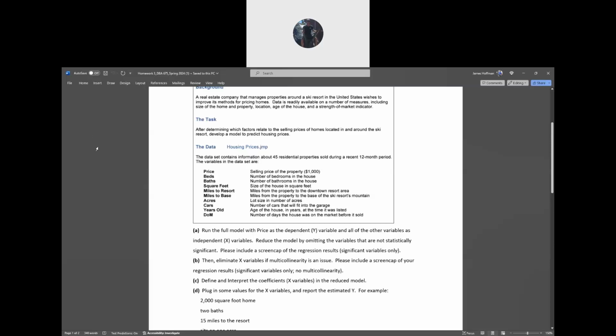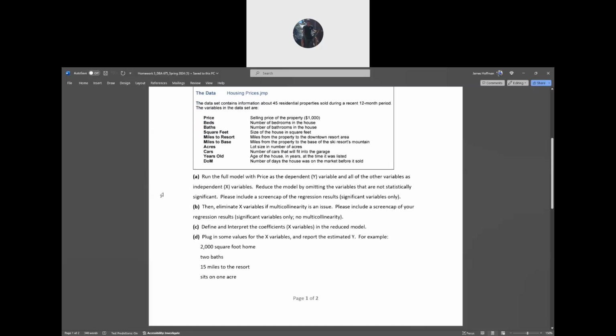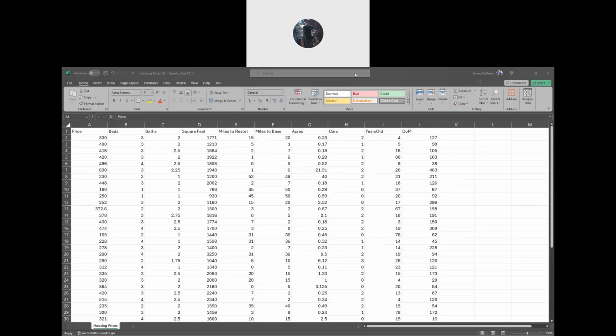Okay. So part A, which is the first part that we've kind of done before, is let's run the full model with price as the dependent variable, the Y variable, and all of the other variables as X variables, which are these that are not Y. Then we haven't done, why don't we do that part first? All right, so let's start with that. Okay. So let's close this one. We're good on that. All right, so same old thing here. The only difference is we have many more X variables than we did before, but other than that, it's the same concept.